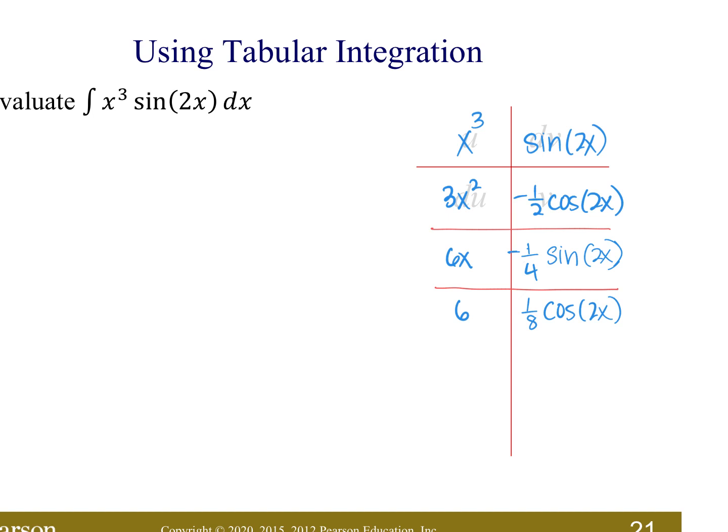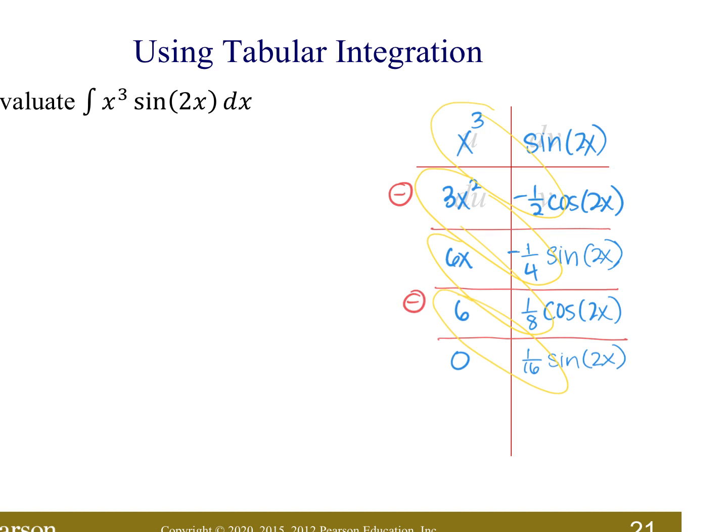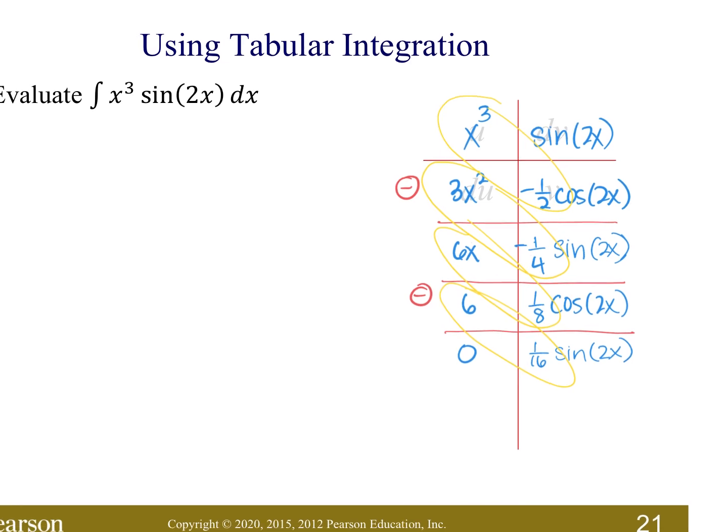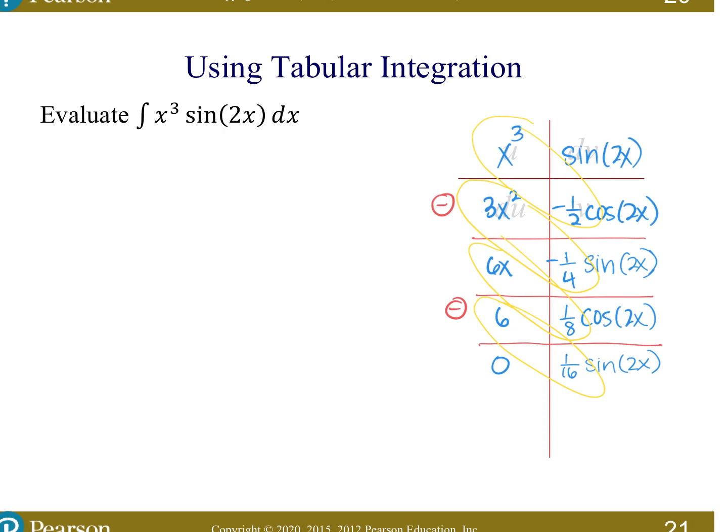Okay, David, sorry. We started to interrupt you. Now you can finish us off. 0. Uh-huh. And 1/16 sine 2x. Good job. Okay, awesome. So now we know we're done. We're going to go back and do all these combinations here. And we're going to have every other one get an extra negative sign for all the distributing of the negatives. Okay, so then we can just put it all together.